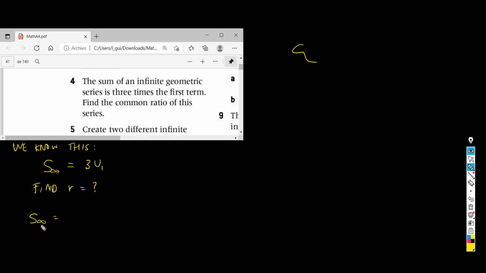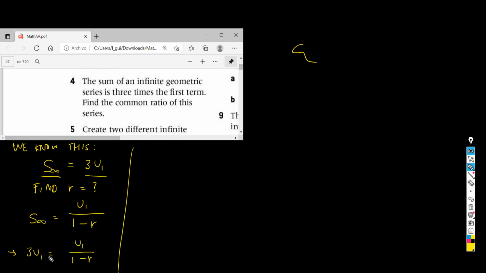Which is that the sum of all the terms of this infinite geometric series should be equal to the first term over 1 minus r. Now look at this equation and at this equation. When you have many equations, you can play with them and see if you can mix them. I'm telling you that this thing is equal to 3u1, so you may think of putting this value in there and see if that produces any useful result.